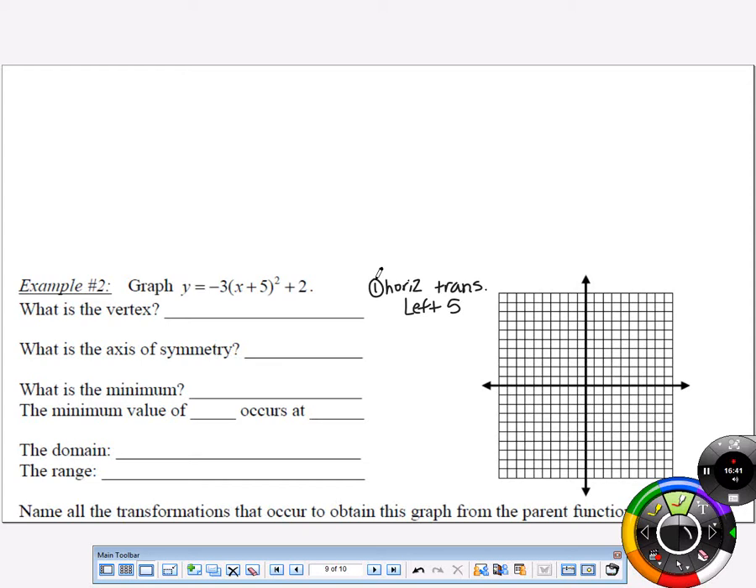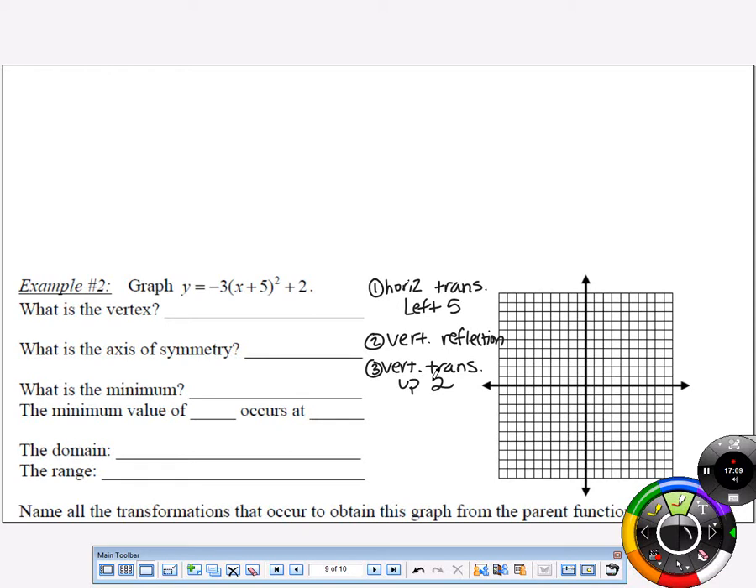Okay, good, but I want to list if there's a reflection first. Is there a reflection? Yes. How do I know? Because of the negative in front of the 3. So I'm going to list the vertical reflection, and then Samir, what was it that you said? Okay, so it goes up 2. So I have a vertical reflection. I have a vertical translation up 2.